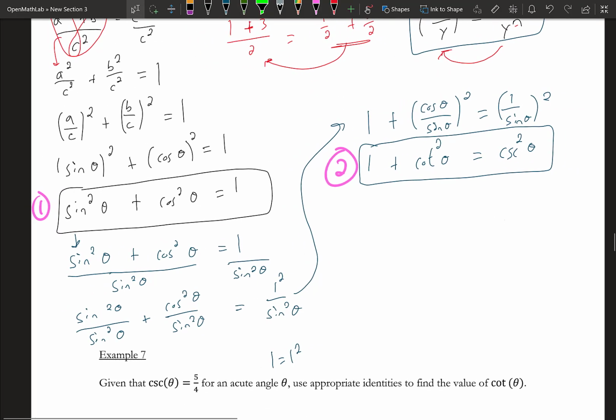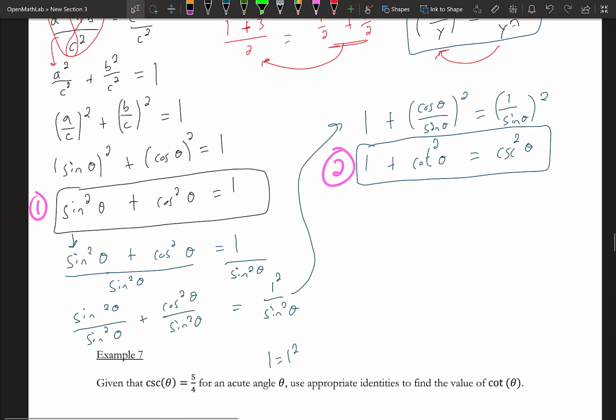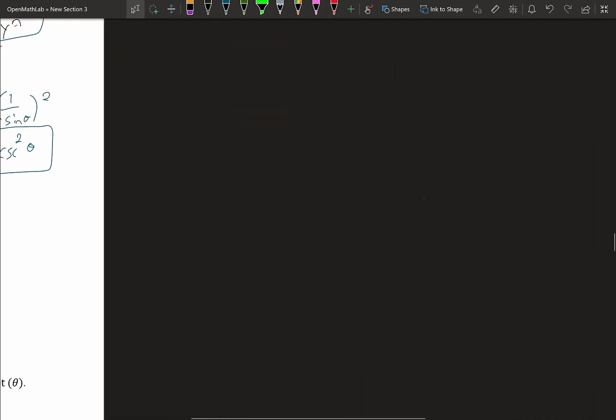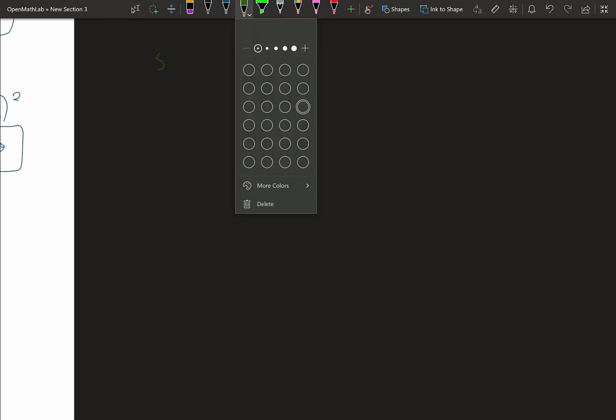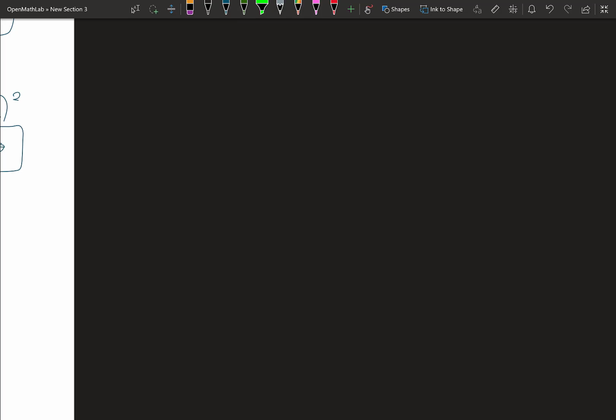So let's try another one. I think I'm going to run out of room, so I'm going to do it off to the side. Let me make this a little thicker. So if I start off with the sine squared theta plus cosine squared theta equals 1 Pythagorean identity, what we just did was made this part equal to 1. So let's make this part, cosine squared theta, equal to 1 to get another one. So what would I have to divide both sides by to make this part 1? I would have to divide by cosine squared theta. The same thing.